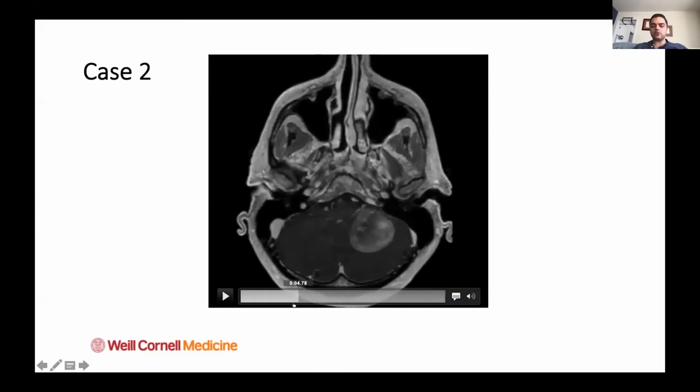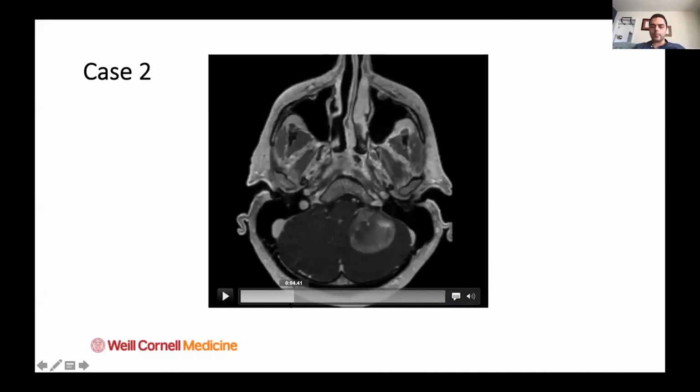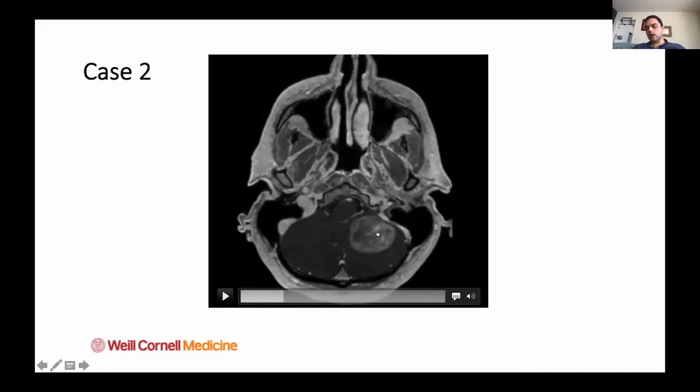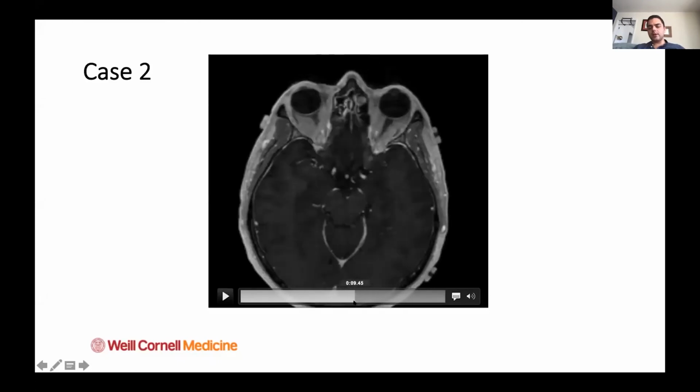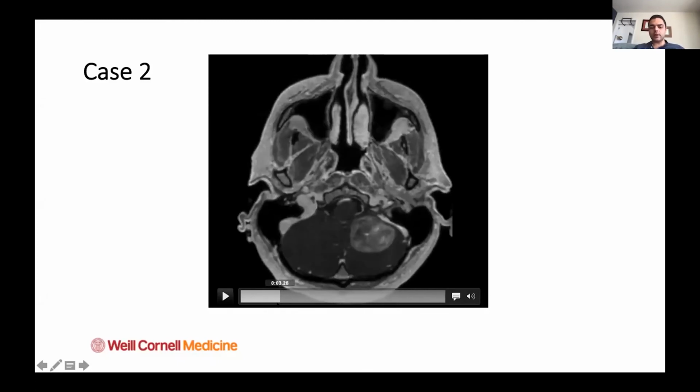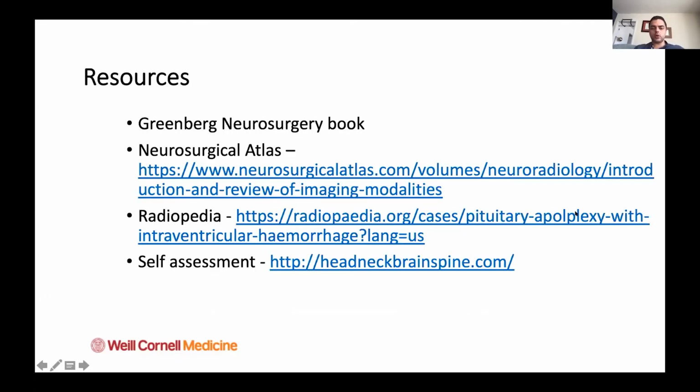So when you're describing this, you'd say, okay, this is an axial cut T1 post-contrast MRI. I see a large 3 to 4 centimeter enhancing round lesion in the left cerebellum, causing surrounding mass effect. And we don't have other sequences here, so we can't really talk about edema as much, but that's another thing you would want to comment on.